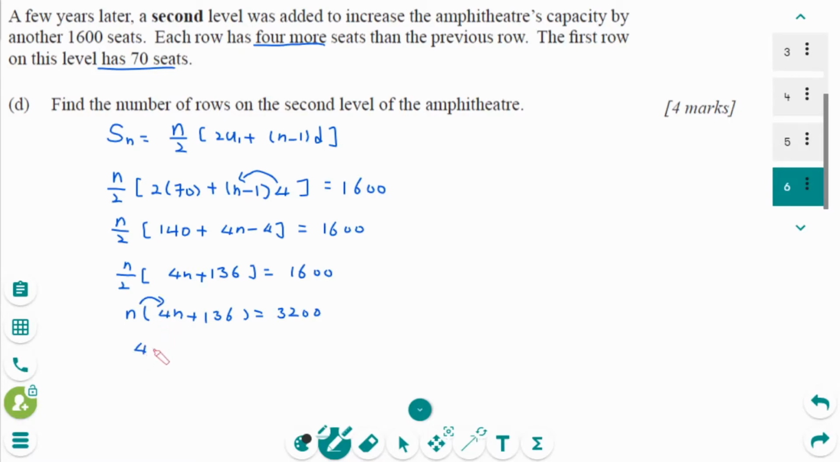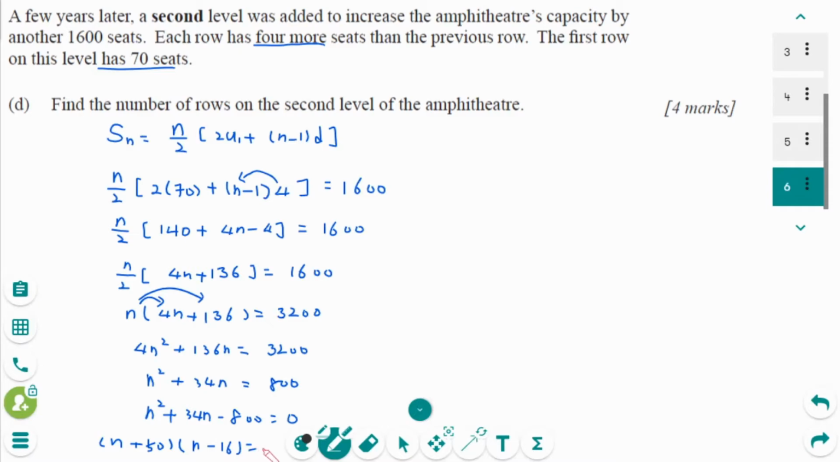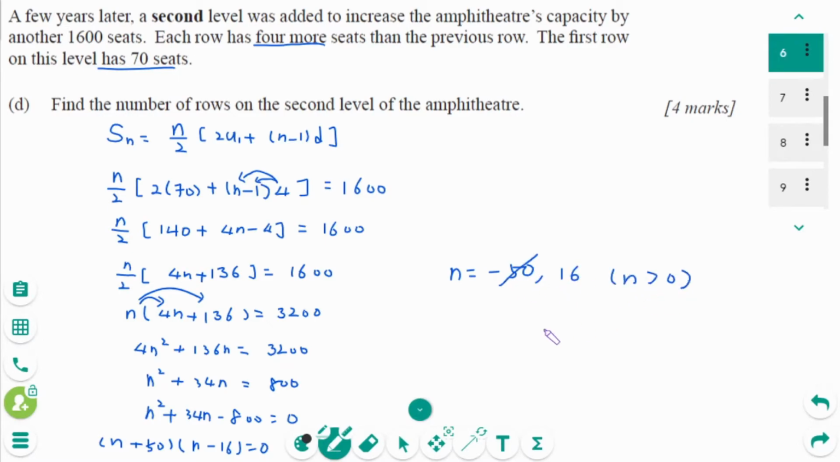Then expand 4n squared plus 136n equals 3200. Then divide by 4. n squared plus 34n equals 800. Then n squared plus 34n minus 800 equals 0. Then you can factor n plus 50 times n minus 16 equals 0. Then n equals minus 50 and 16, but n is a positive number, therefore n equals 16.